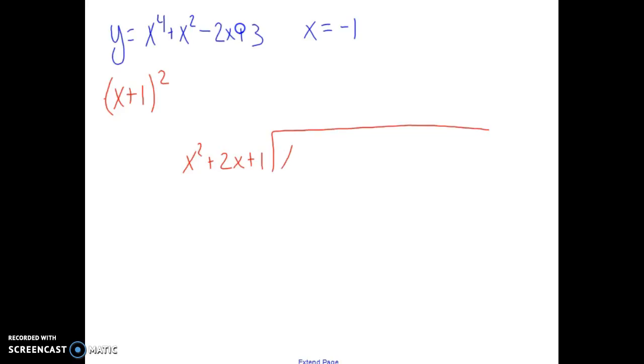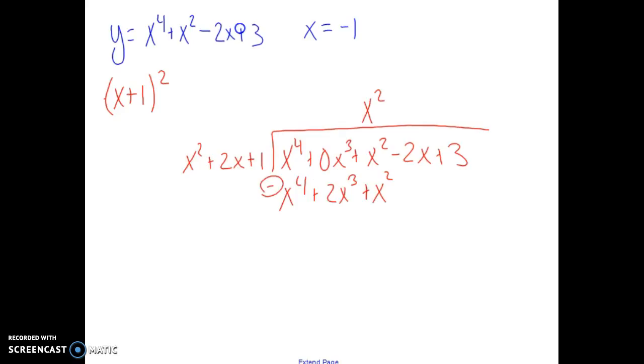Now I'm going to do long division. I'm going to write in my placeholders, and I'm going to start dividing. x squared times x squared is x to the 4th plus 2x cubed plus x squared. Switch all my signs. Gives me negative 2x cubed. These cancel out too. Good. Minus 2x plus 3. I'm going to write in plus 0x squared as my placeholder though still.